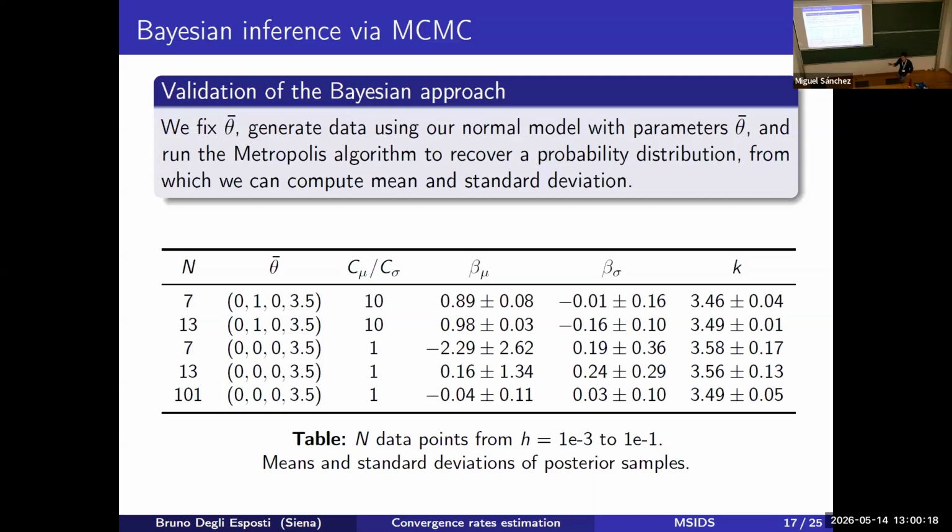We are in the smooth regime, and by increasing the number of data points in the convergence plot from 7 to 13, we notice significant reduction in the standard deviation of K. So from 3.46 plus or minus 0.04, we get 3.49 plus or minus 0.01. Okay, that's very good, right? We know that the convergence order is 3.5.